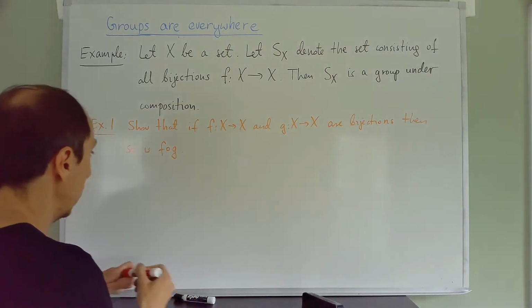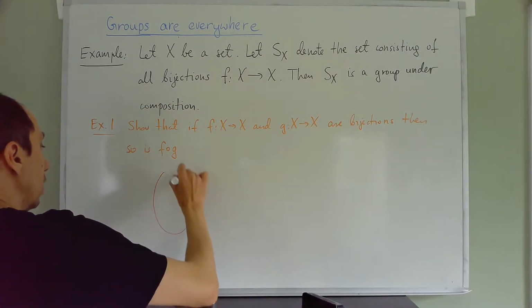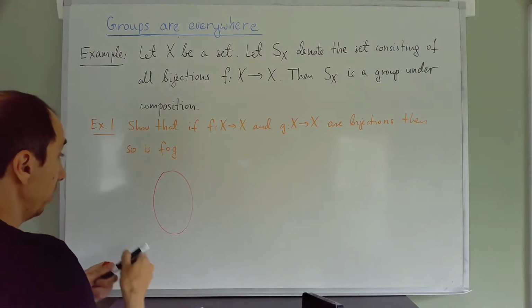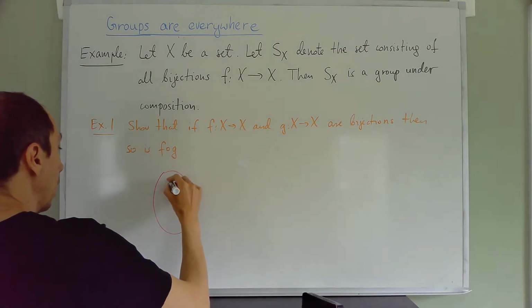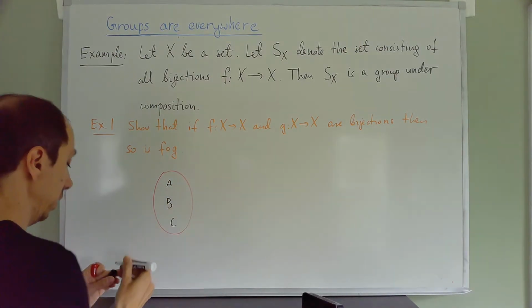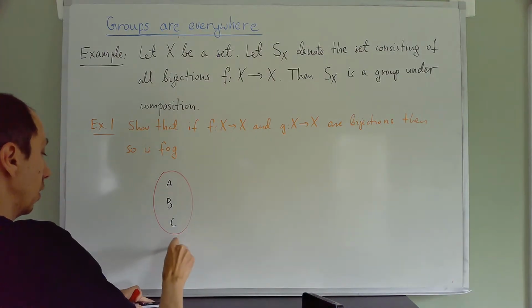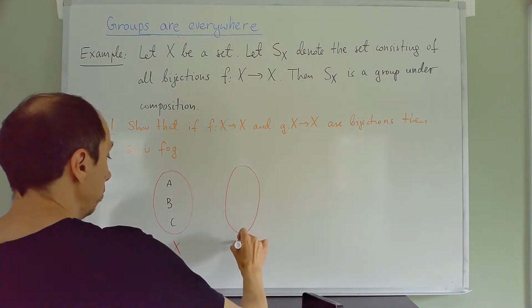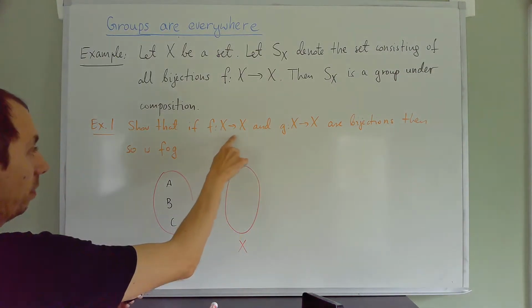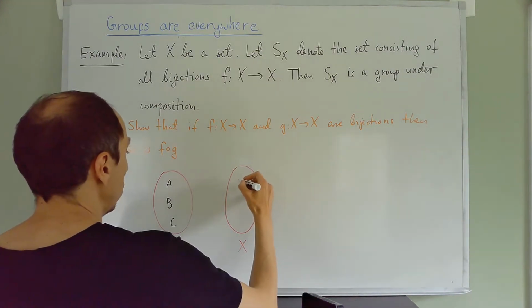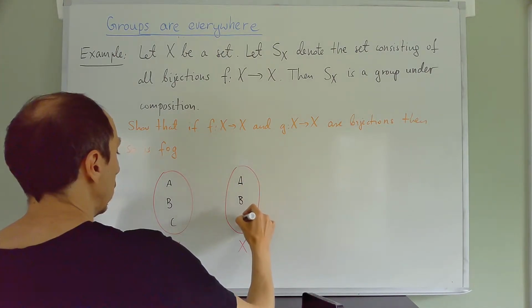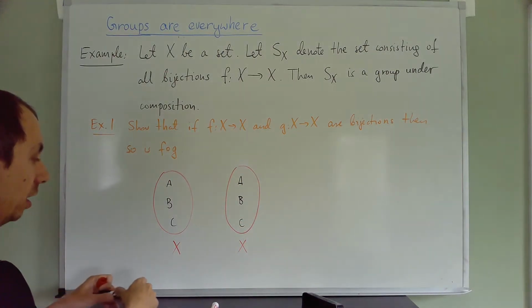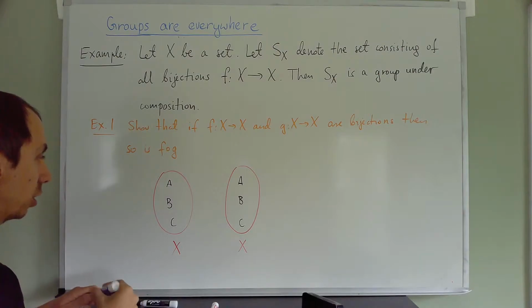Because if I take a set X, and suppose that my set X consists of elements A, B, C. All right? This is X. And then I'm looking at some bijection, but it has to be X again, because it's from X to X, so it's not a different set. So it's also A, B, C. Okay, so bijection. Let's think of a bijection between these two sets.